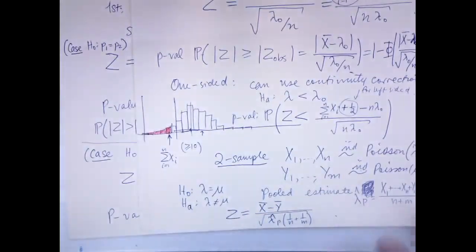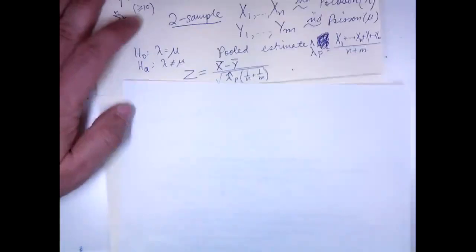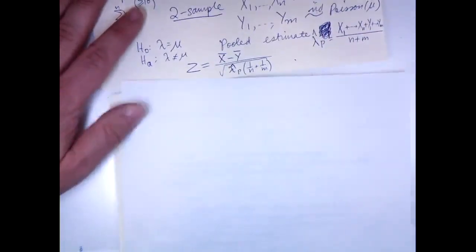So this should be very reminiscent of the binomial case. As always, in the two sample case, there's absolutely no way to do any continuity correction. There's also no real way to make any reasonable exact test, certainly not in this class.